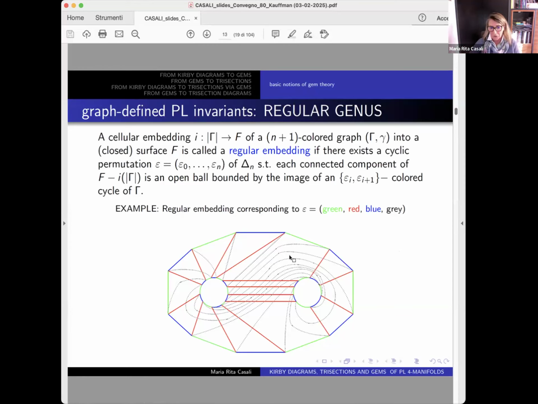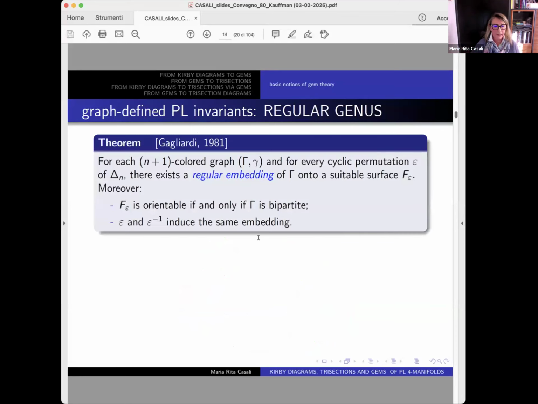Note that the regions of the embedding are bounded by cycles alternately colored by green, red, and red, blue in the front side of the surface, so to say, and by blue, gray, and gray, green in the back side. Well, a classical theorem by Gagliardi ensures the existence of such an embedding for any color graph and for any cyclic permutation of the color set up to inverse. Moreover, the surface is orientable if and only if the graph is bipartite.